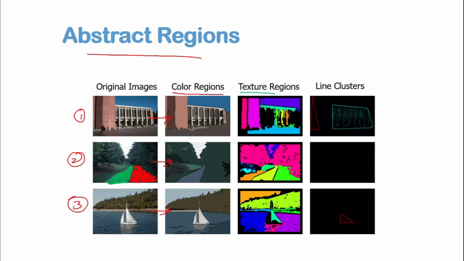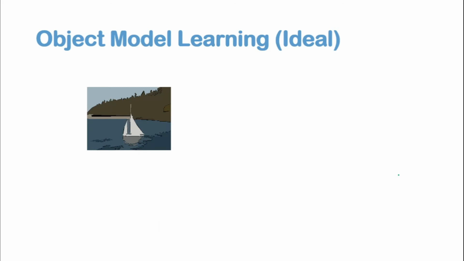And then finally, once we get to know this, based on this we can differentiate how many different objects are there, how many clusters we can make. This is just an idea of how object model learning can be done.